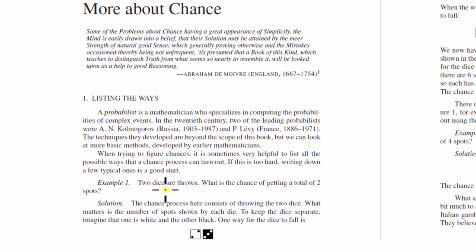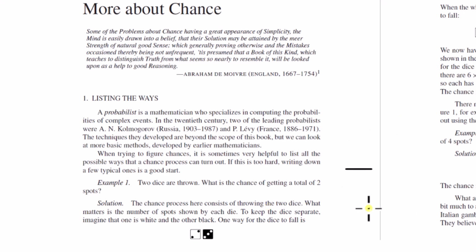Okay, so example 1, 2 dice are thrown. What is the chance of getting a total of 2 spots? Okay, so let's just solve this like it's a pure counting problem, a 2-part counting problem. So we've got our fraction bar here. Now let's first solve the counting problem for the denominator. What's the total number of outcomes here? You're throwing 2 dice at a time.